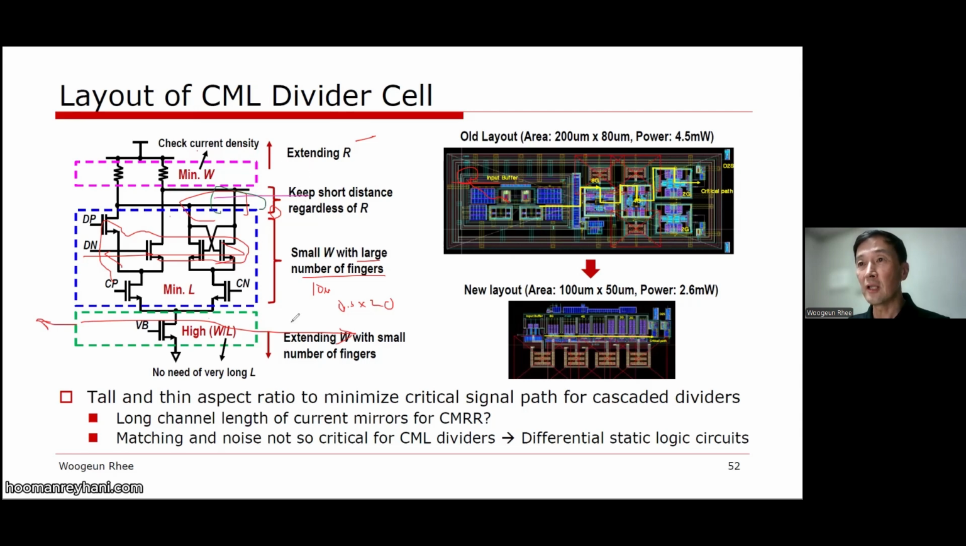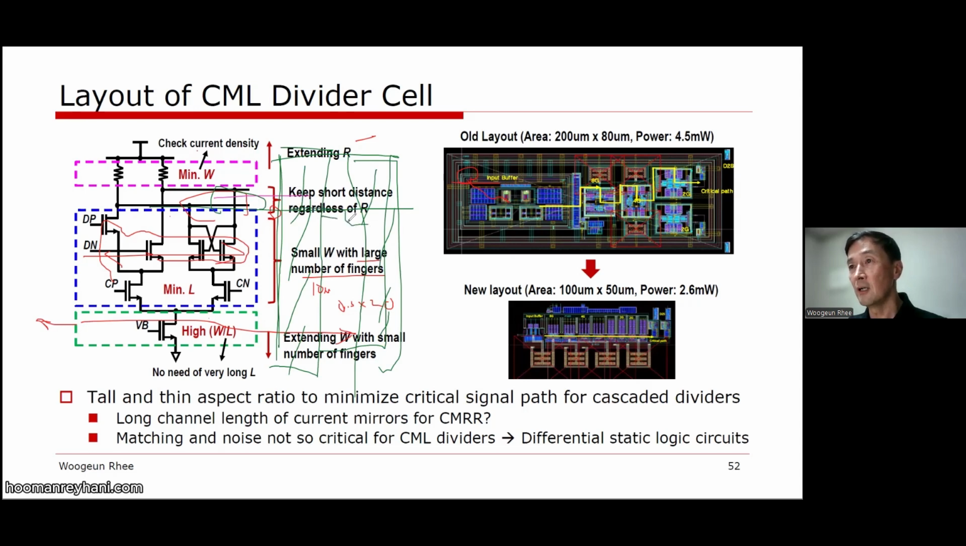So there will be another CML divider here. One good strategy is that you need to make a very tall and thin CML divider here. So this is divide by 2, and the next following cascaded divide by 2 is also very tall and thin, so that this line can be minimized. From divide by 2 to the next clock, this line can be shortened. So this is very important.